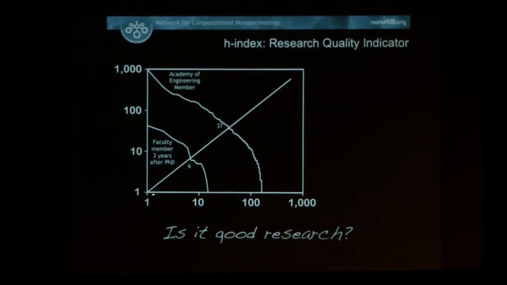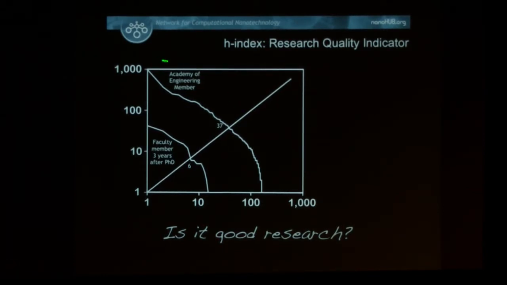So if you take a person's number of papers, so this person here, faculty member 3 years after their PhD, has written about 20 papers, and one paper has been cited 60 times, the next one 40, maybe 20. In all, that person has 6 papers that have been cited more than 6 times. That person's H-index is 6, which would be considered good, because normally you'd say a person's H-index is N for N years out of grad school. Okay, that's sort of the average.